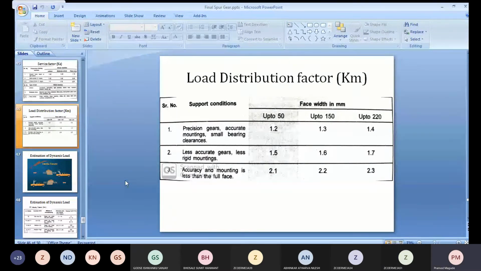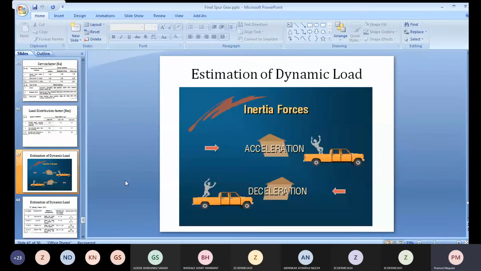Okay. So this is about the factors which we have studied. Now next heading, write down estimation of dynamic load. Very important. Next title, estimation of dynamic load.